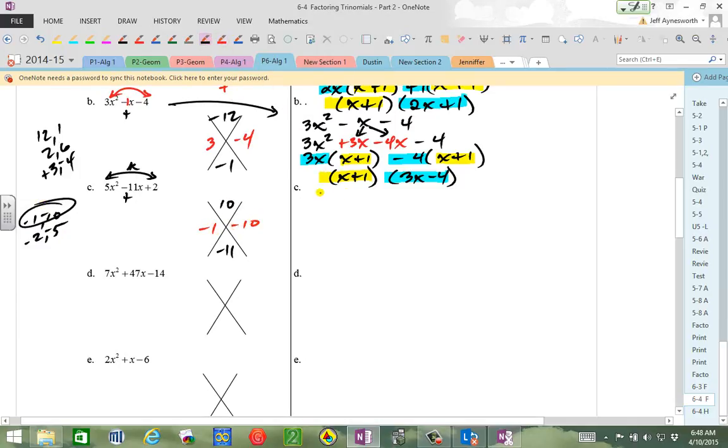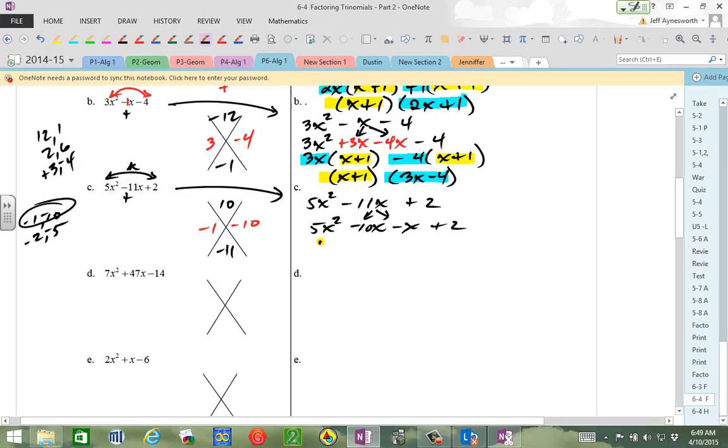So here we go. Let's split the middle term again. So 5x squared minus 11x plus 2. Splitting the middle term: 5 and 10 have a common factor, so I'm going to write this one first. So 5x squared minus 10x minus x, plus 2. I used the negative 10 factor first because I saw a common factor with the 5. Makes it just a little bit easier.